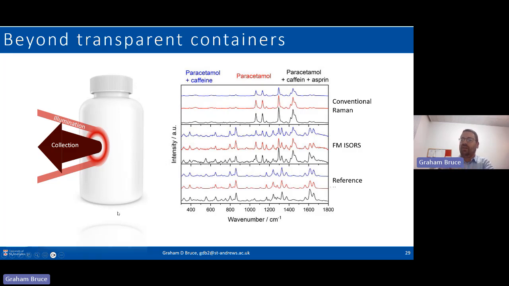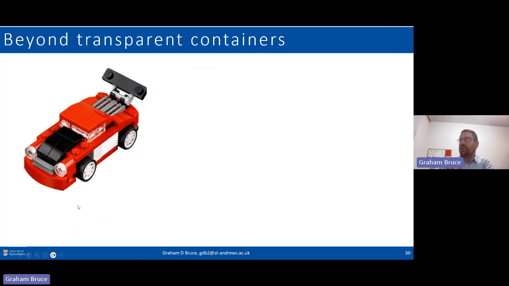So we're able to authenticate medicine inside the bottle. That's particularly relevant in lower resource settings, and I'll come back to that in a second.